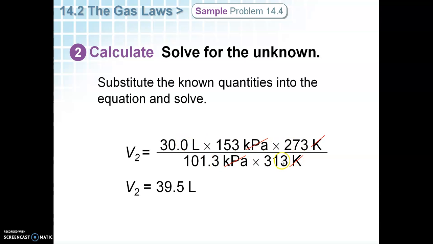Multiply the top, divide by the bottom. You know how to do this by now. We get V2 is 39.5 liters. Notice the pressure change and the temperature change. Sometimes it's hard to tell whether your volume should increase or decrease. You may have a situation where the pressure is trying to make it increase and the temperature is trying to make it decrease, or vice versa, so you got to go through the math.